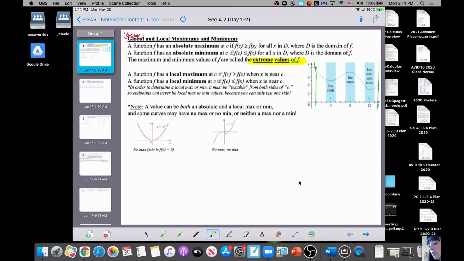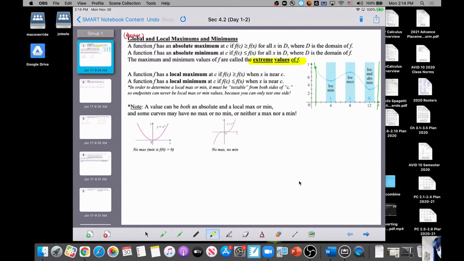Now, a local maximum or minimum is just defined as some point C that produces a function value that is higher than points on the left side and the right side of it. So you can imagine that you could have multiple local maximums and minimums in an interval, but you could only have one absolute maximum or absolute minimum in an interval.